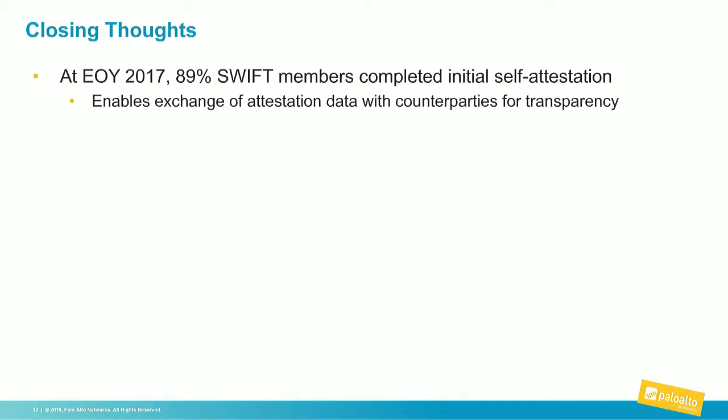All right, so here's just some closing thoughts as we wrap up. At the end of 2017, it turned out that 89% of the SWIFT members did in fact complete that initial self-attestation. And the idea there is that you could incorporate information from your SWIFT counterparties, those attestations that they filed, into your own risk management process. In other words, get your hands on a copy of their self-attestations and understand any risks that they might be bringing to your environment.